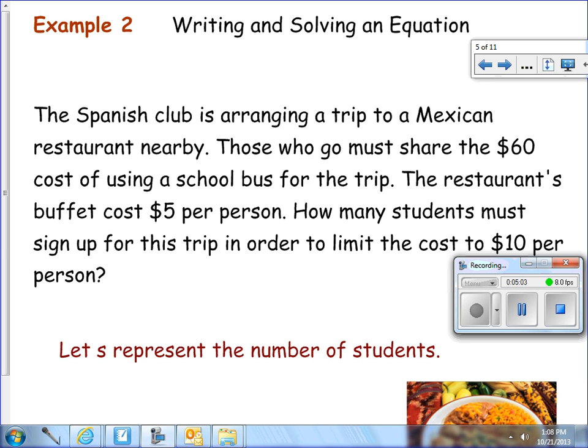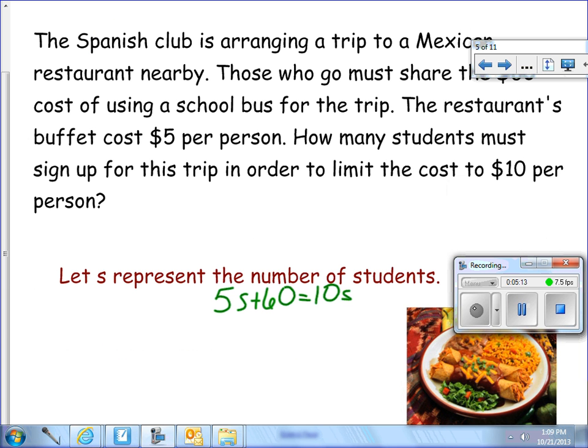$5. So I'm going to pause this, and we're going to think about which order to put this in order to determine where each student does not have to pay over $10. So notice we have on the left-hand side of the equation $60 because that's our constant term. Everybody must share in that expense. Then everybody is going to have to pay for their own buffet. So $5 per student plus the $60 is equal to 10 times a student because we don't want them to have to pay more than $10.